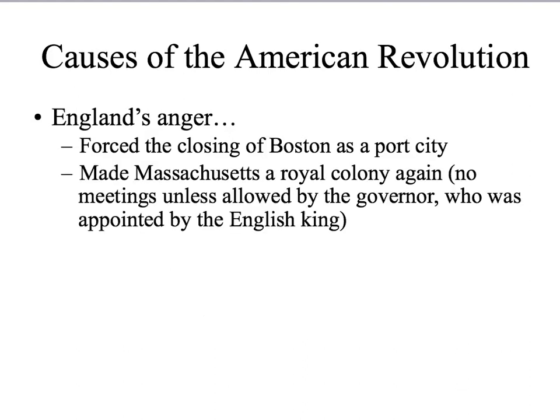Then they revoke the Massachusetts Charter, meaning they take away its colony status and make it a royal colony. So as an example, if you wanted to hold a town meeting, you had to have the governor's permission. The governor is appointed by the king, and so the governor will say no. So now it's basically like a military state.